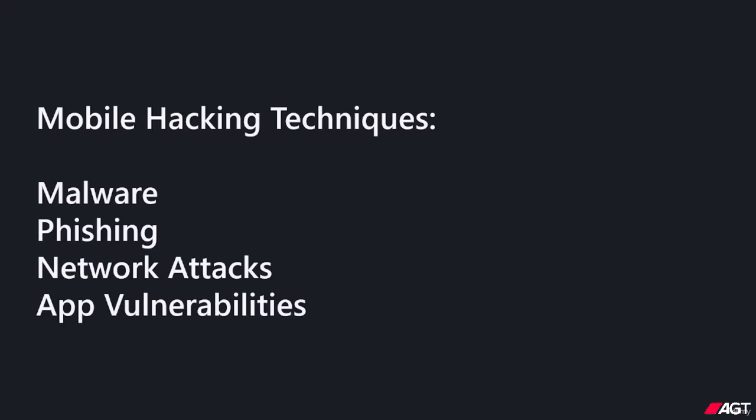Now there are some techniques for mobile hacking. The first technique is through malware attacks, the second one is through phishing attacks, the third one is through network attacks, and the fourth is by finding vulnerabilities in the application. Then through the application, they can easily hack your mobile phone. So these are the techniques that hackers use to hack into your mobile phone. Alright, let's see it practically.